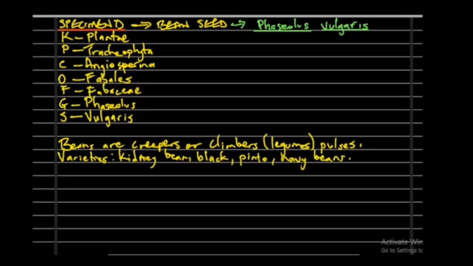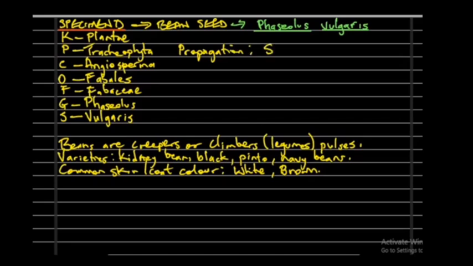Oftentimes we see them in different colors. The common skin or coat color, we have it to be white, and then we also have brown. I will show us examples shortly. When we look at its propagation, it is cultivated with seeds.